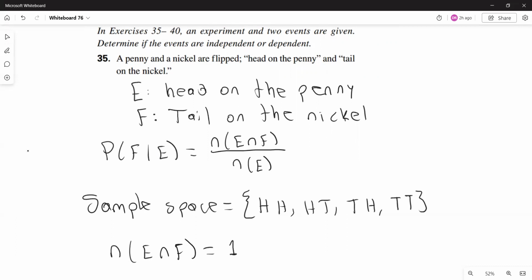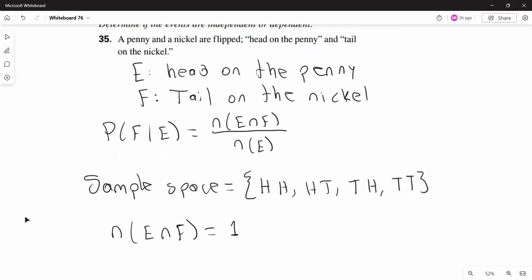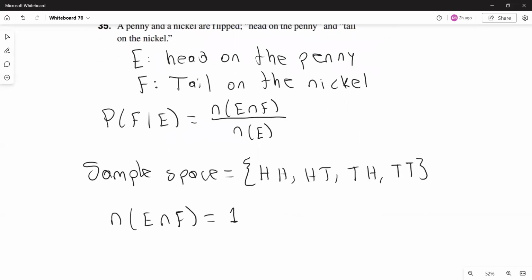There is only one way to obtain a head on the penny and a tail on the nickel. It's either both heads, or head on the nickel and tail on the penny, or head on the penny and tail on the nickel, or both tails. And there are two ways to obtain a head on the penny: head, head, or head, tail. So the probability of F given E is going to be 1/2 or 0.5.